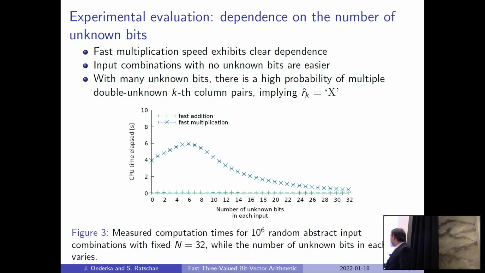On the other hand, we can see a peak at about 6 unknown bits in each input, but it is not very prominent. It is still very fast.